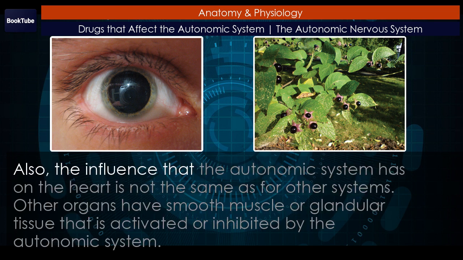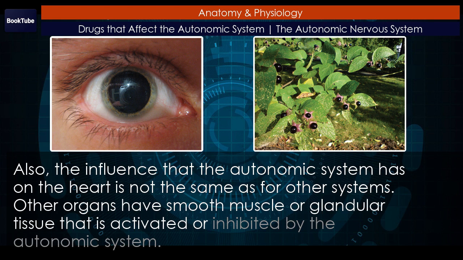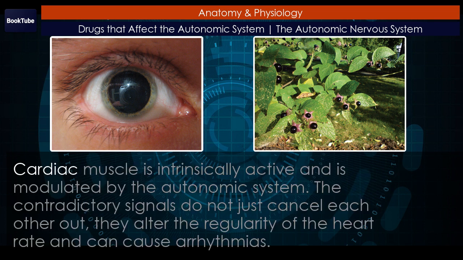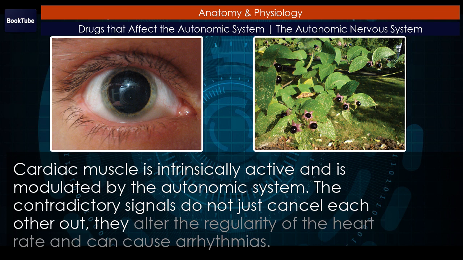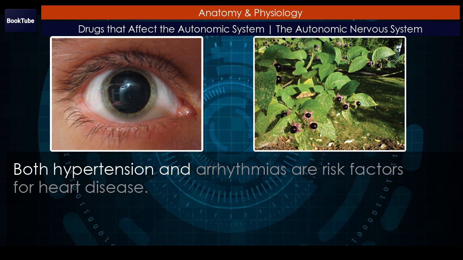Also, the influence that the autonomic system has on the heart is not the same as for other systems. Other organs have smooth muscle or glandular tissue that is activated or inhibited by the autonomic system. Cardiac muscle is intrinsically active and is modulated by the autonomic system. The contradictory signals do not just cancel each other out, they alter the regularity of the heart rate and can cause arrhythmias. Both hypertension and arrhythmias are risk factors for heart disease.